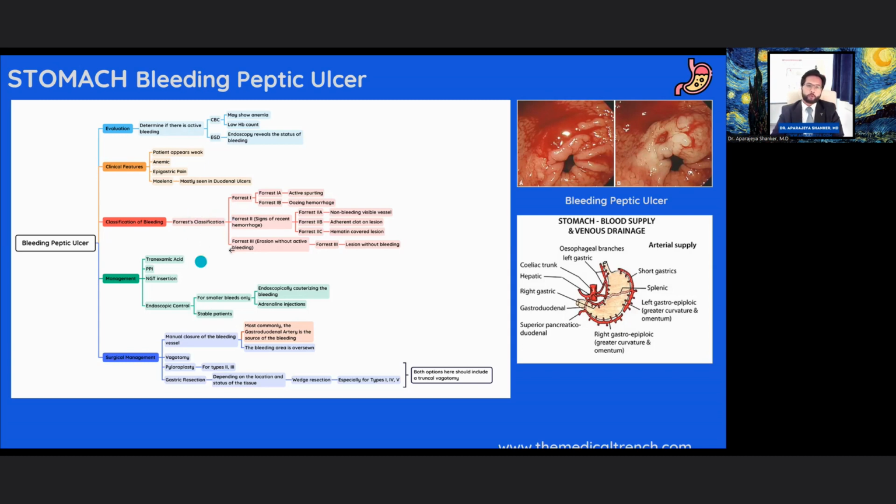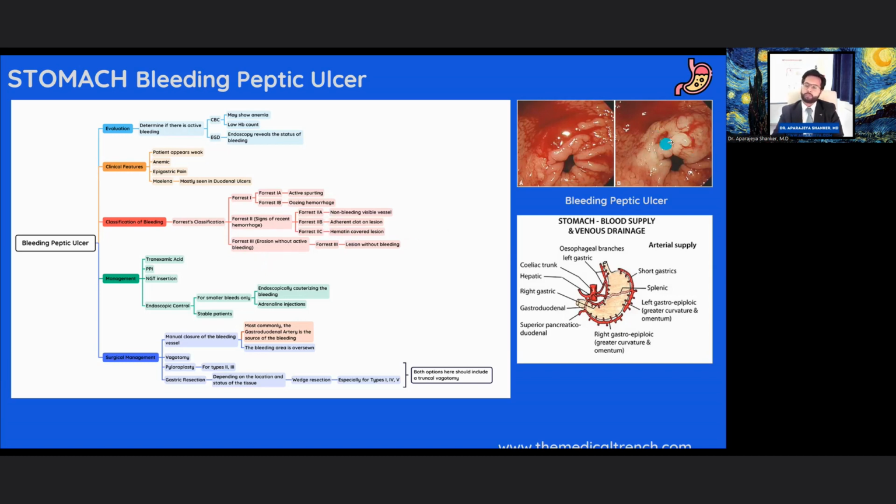Okay. So Forrest classification is divided into three types. The first is active bleeding, and active bleeding can be of two types: active spurting or active oozing. Active spurting is essentially when the artery is bleeding. Active oozing is when there is venous bleeding. Then Forrest 2 is based on recent signs of hemorrhage. That means that you can see a visible vessel that is not actually bleeding, you can see an adherent clot, or you can see a hematin-covered lesion. And Forrest 3 is when there is no active bleeding, but you know that there has been bleeding in the past, and the entire area appears eroded.